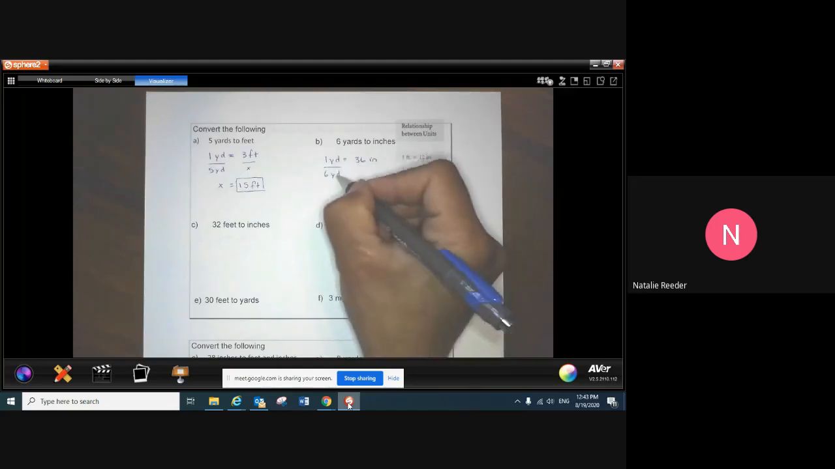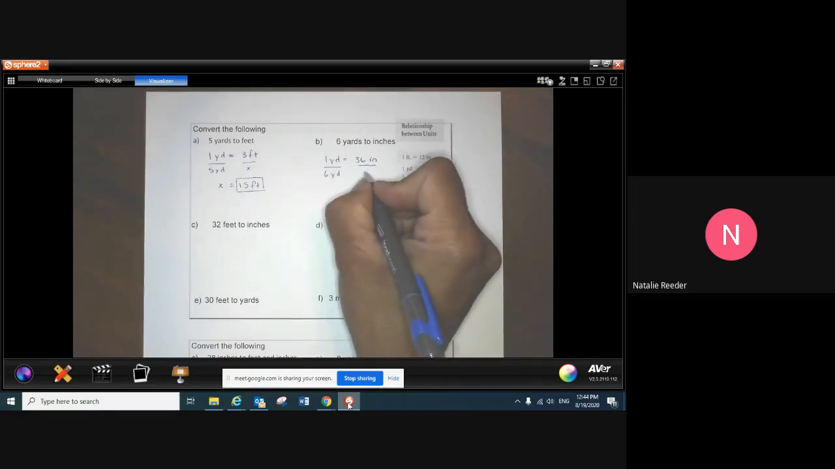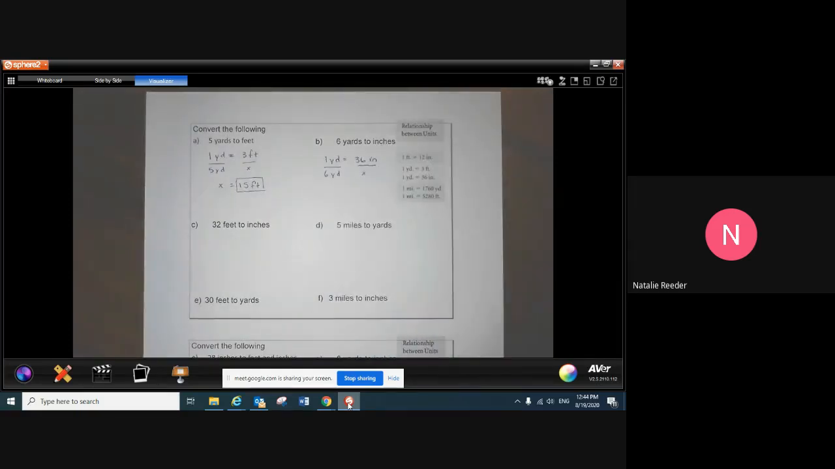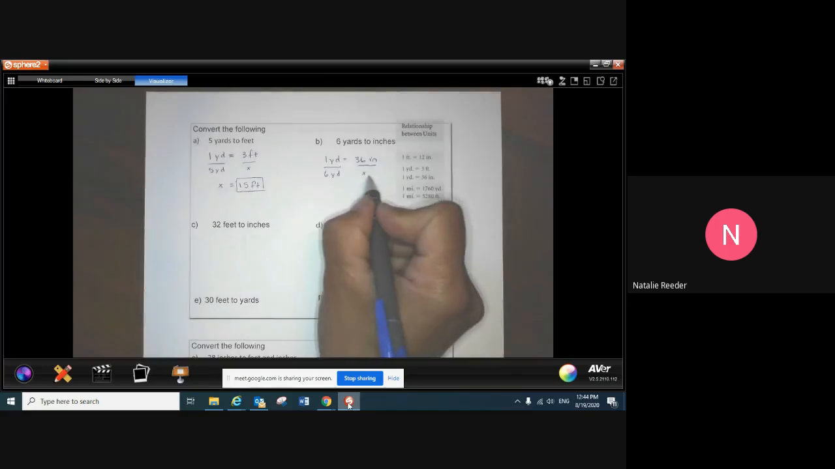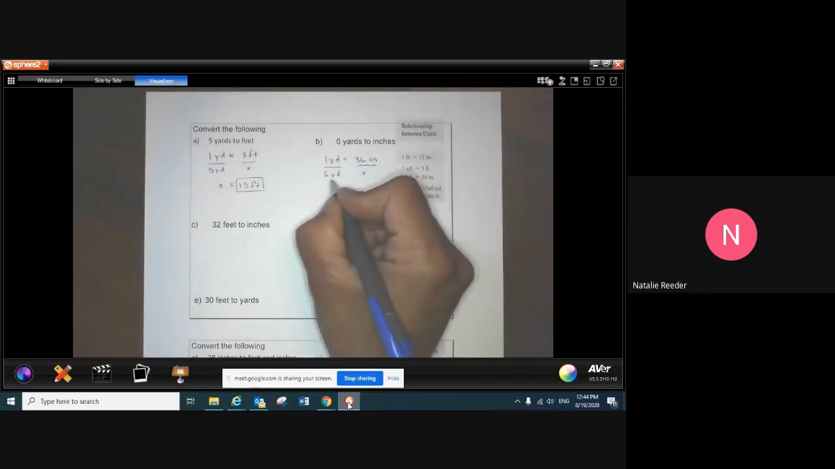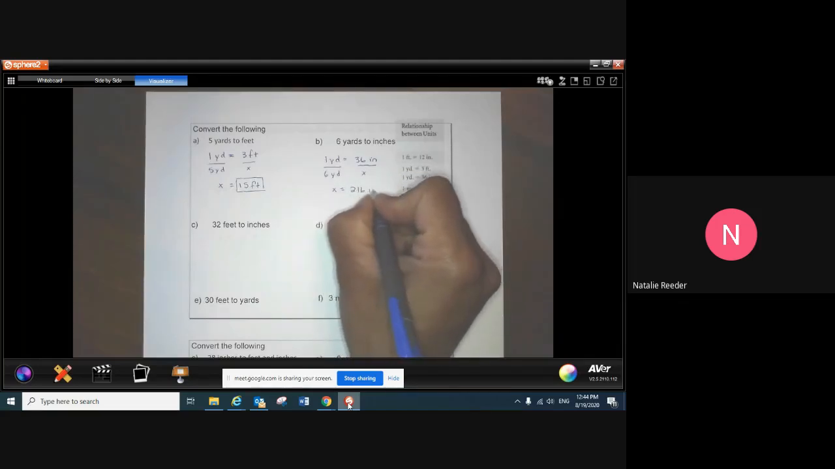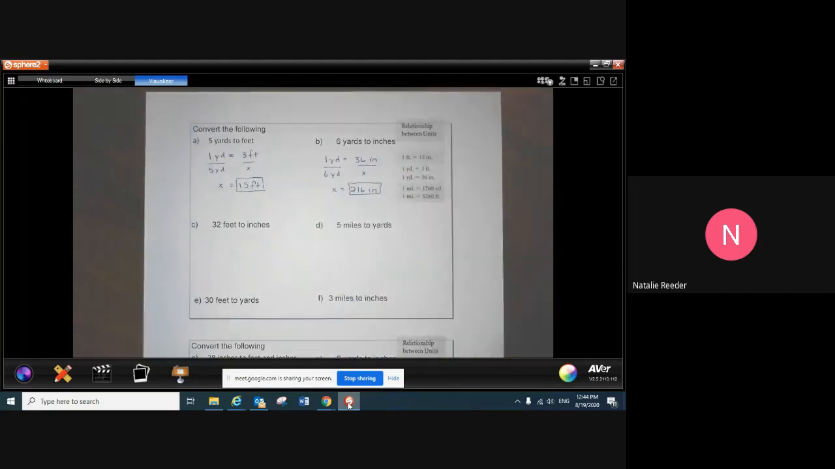Again, make sure your yards and your yards are under each other. Don't put your yards underneath your inches. They have to be the same unit of measure. So x inches is what I want to find. So again, we could cross multiply. x times 1 gives me x, and 36 times 6 gives me 216 inches. So 6 yards is equivalent to 216 inches.